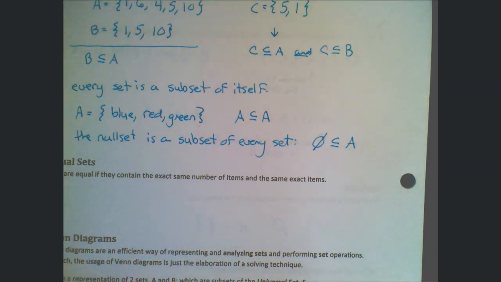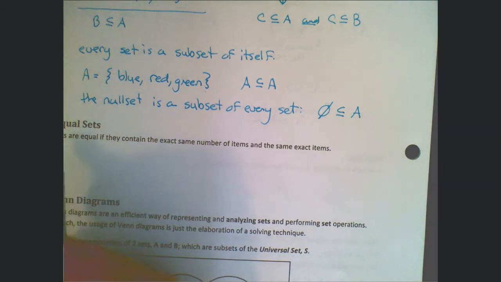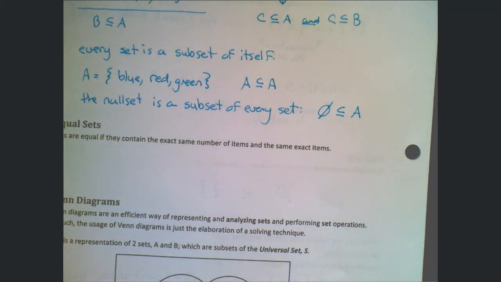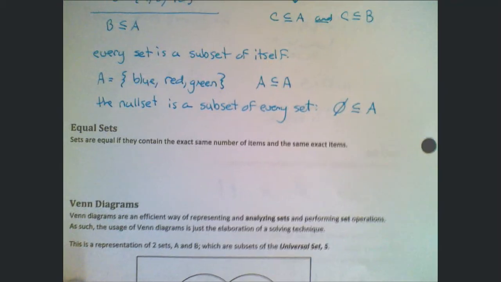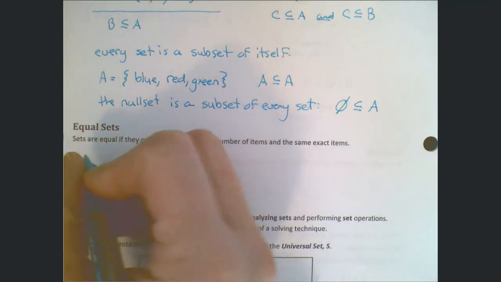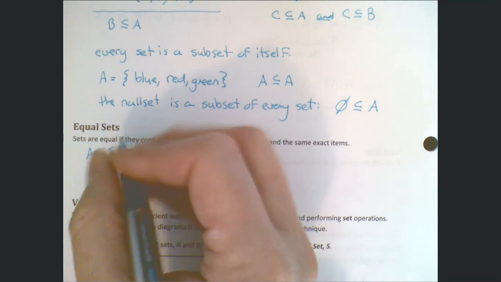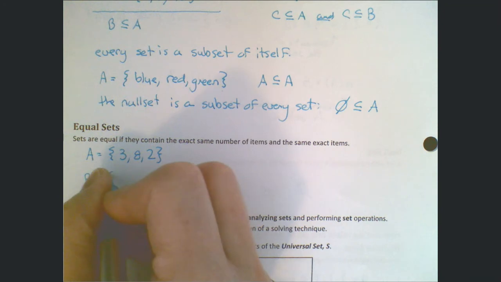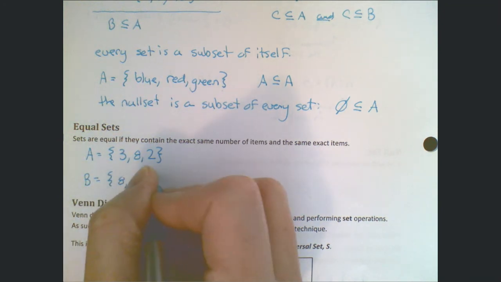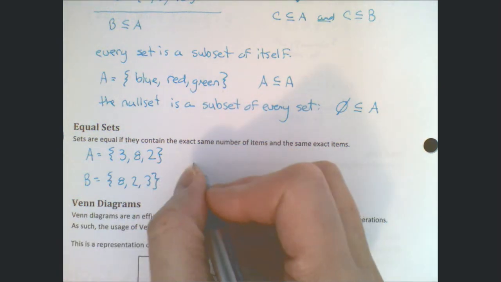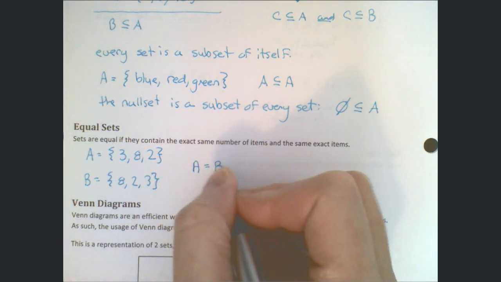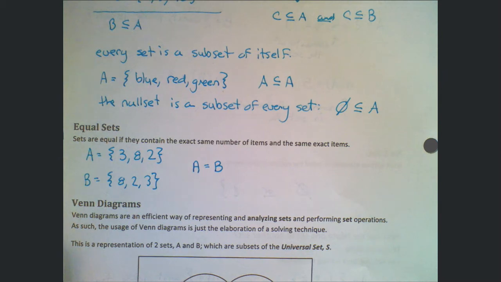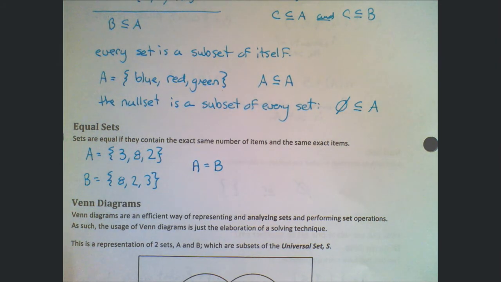Okay, equal sets. Well, sets are equal if they contain the exact same number of items and the exact same items. I think that's pretty self-explanatory. So let's say that we have set A, and it's just some digits again, just to make it easy. It's 3, 8, and 2. And let's say that B is 8, 2, and 3. Then set A is equal to set B. Okay? And it doesn't matter about the order. We'll talk about that later. The order of these elements doesn't matter inside the set. But these two sets would be identical.